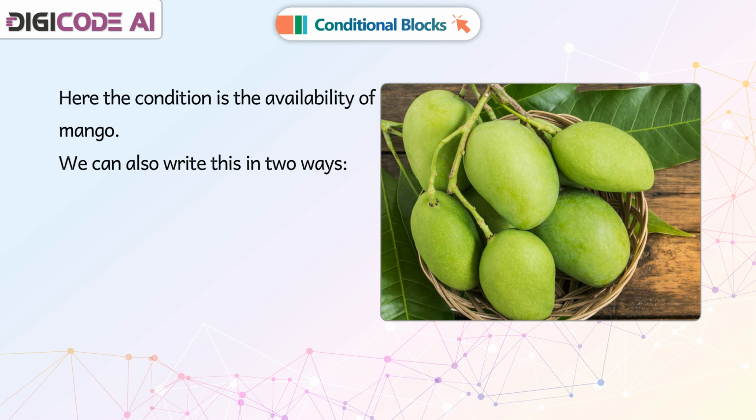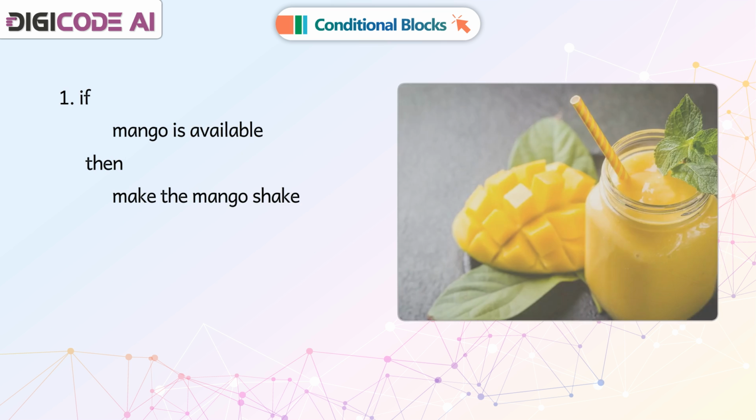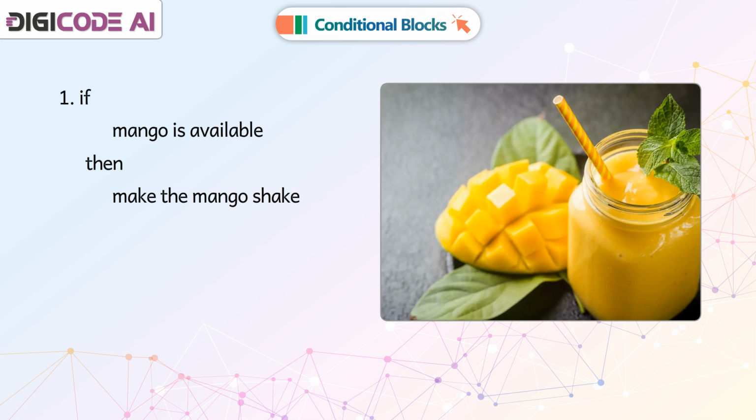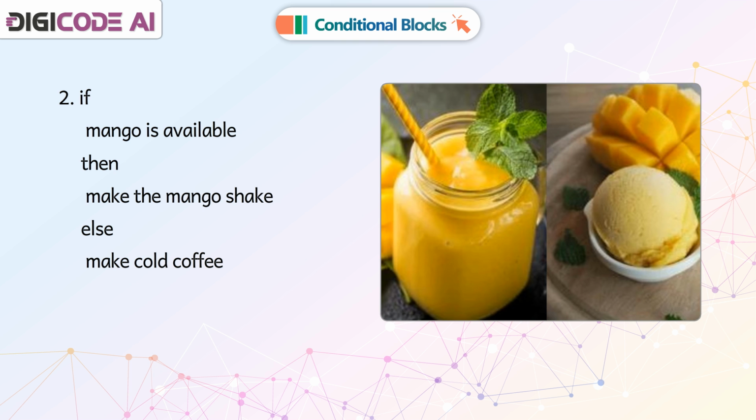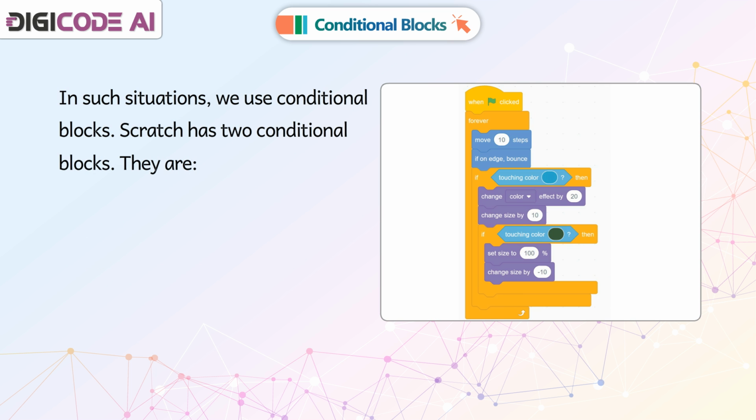We can also write this in two ways. 1. If mango is available, then make the mango shake. 2. If mango is available, then make the mango shake, else make cold coffee. In such situations, we use conditional blocks.